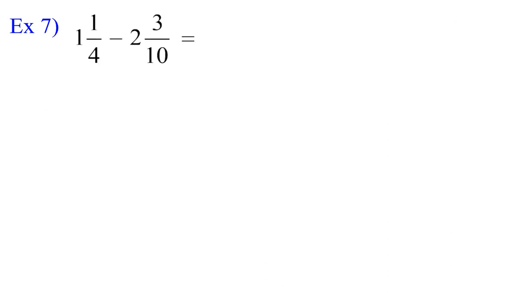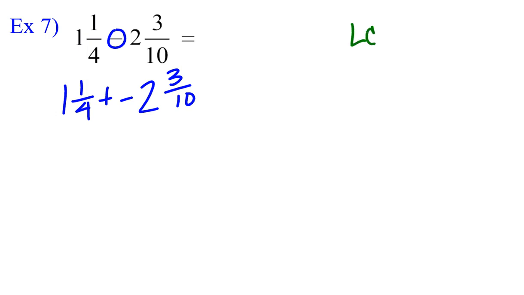Again, a mixed number situation. We have 1 and 1/4 minus 2 and 3/10. So we're going to change it to an addition problem. So it becomes 1 and 1/4. Change this subtraction to addition. And then we're going to add negative 2 and 3/10. Okay, we need a least common denominator or least common multiple. For this one, it's going to be 20.